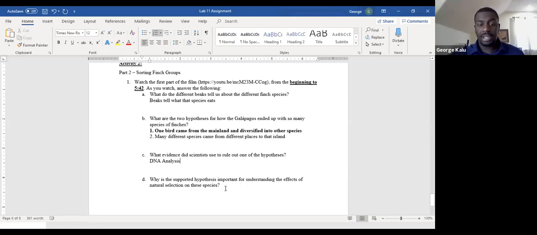Perfect. Okay, so that being said, why is the supported hypothesis important for understanding the effects of natural selection on these species? Okay. Anyone have an idea why? Why does this first hypothesis, why is that important for understanding natural selection?